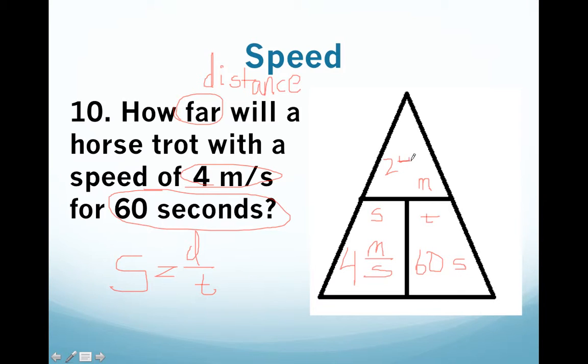So we're going to actually multiply. And my key thing is, if it's side by side, you multiply. Side by side, you multiply. If it is distance on top, you'd have to divide. But these two were given. So we're going to multiply. All right, any questions with speed?